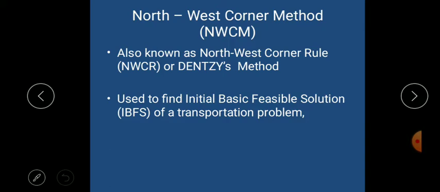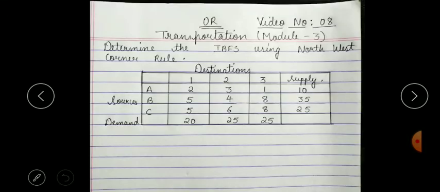The transportation problem looks like this. So this is the first problem that we are going to deal with. The problem states like this: determine the IBFS, that is initial basic feasible solution, using Northwest Corner rule, and a matrix is given to you. Generally we have transportation problem in the form of a matrix in your question paper.